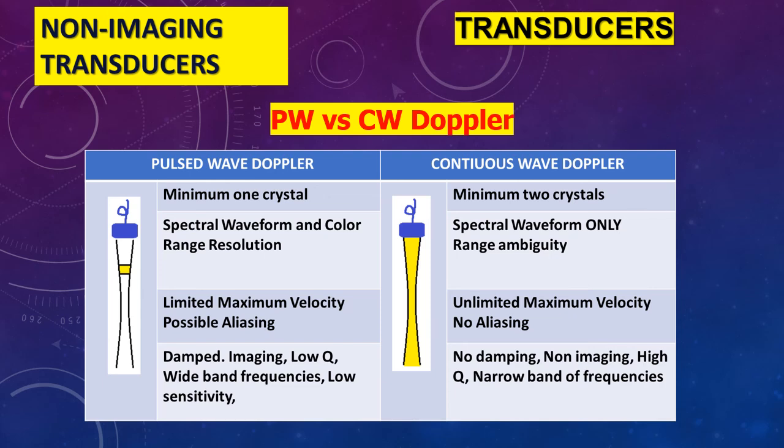Again, there is spectral waveform only. We can't have an image, so there is no anatomy shown on the screen. That's why I get range ambiguity. I don't know where the vessel is located exactly. I don't have an image. Unlimited maximum velocity, as we see here, because there is no aliasing. I have almost infinity, or a non-limited Nyquist limit. So there's no limitation actually for the Nyquist. There's no damping. That's why I have no image. There's a high Q, a narrow band of frequencies.